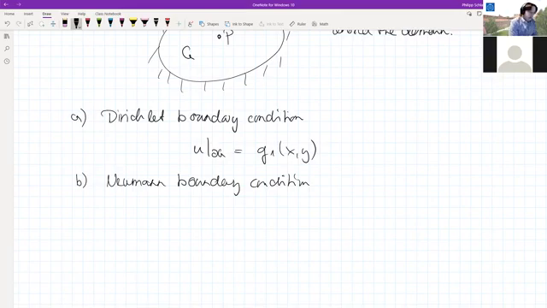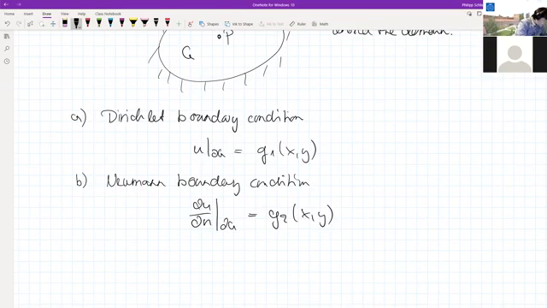So the Neumann boundary condition is similar to the Dirichlet one, but instead of setting the function value, it sets the derivative. So du dn around the boundary is then set to another function, g2 of x and y. And the third type is the so-called Robin, or actually it's a French guy, so it's a Robin boundary condition.